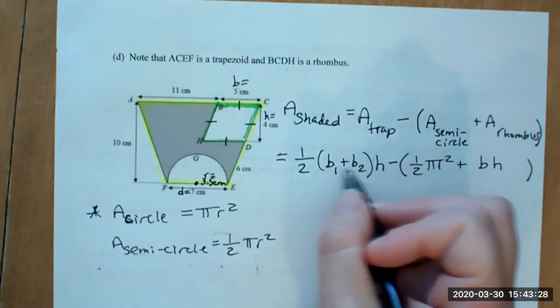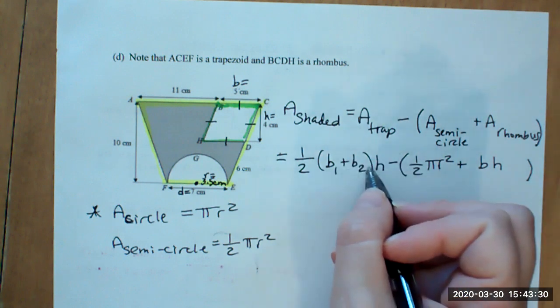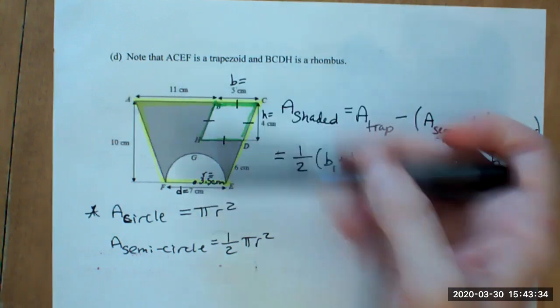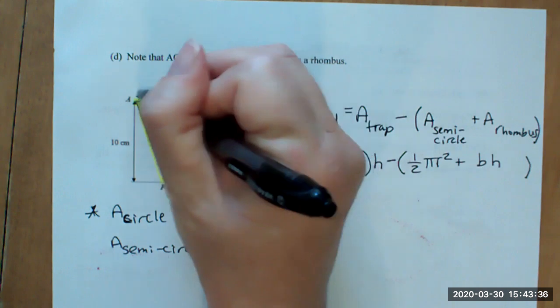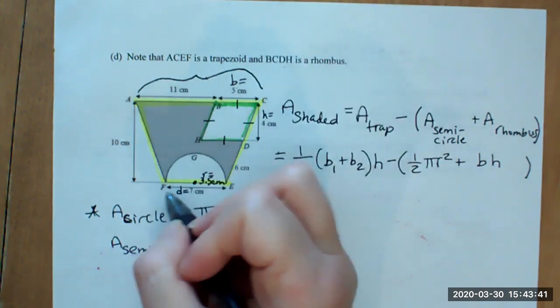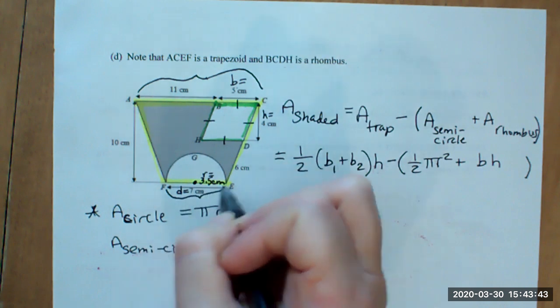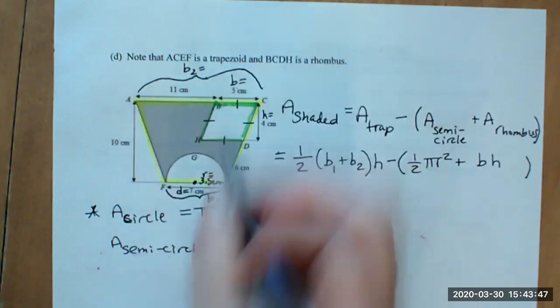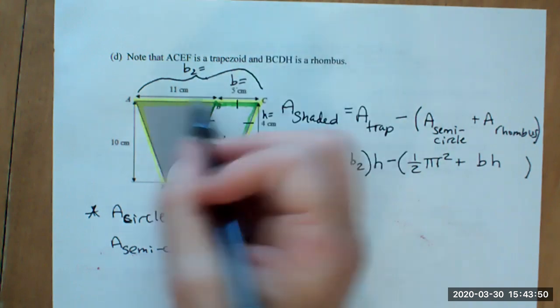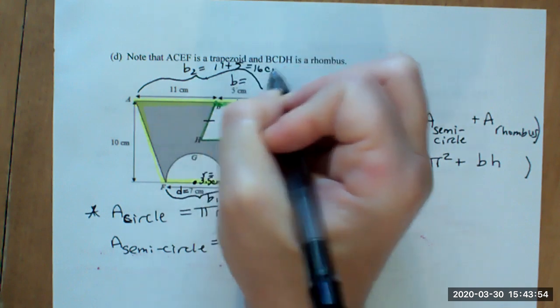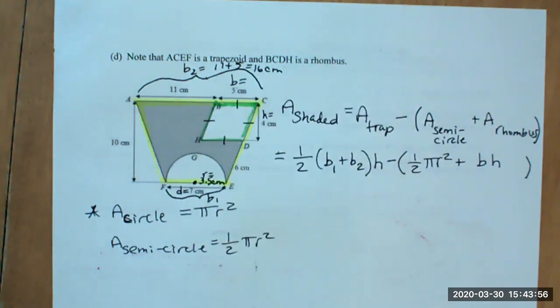As far as base 1 and base 2 of the trapezoid, for the two bases of the trapezoid, it doesn't matter which one I call base 1 or base 2. I'll go ahead and call the shorter base base 1, and the longer base base 2. Now we can see that base 1 is 7 centimeters. Base 2 is 11 plus 5, or 16 centimeters. Okay, so now I have all the values that I need to calculate the area of the shaded region.